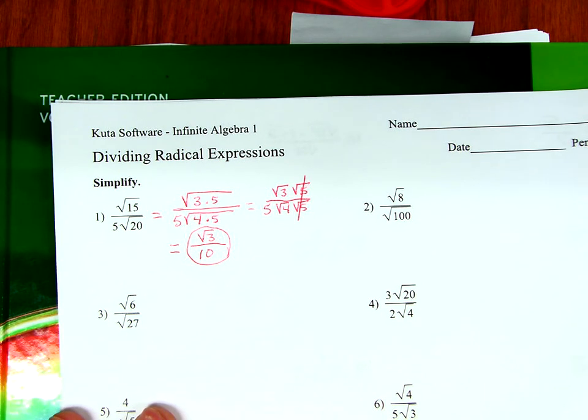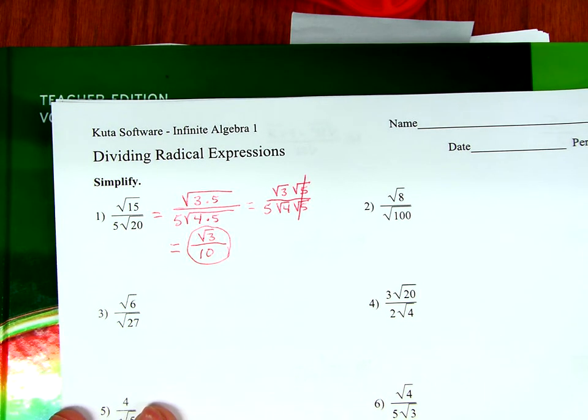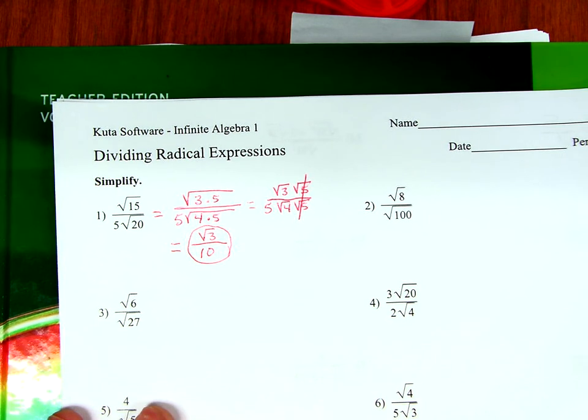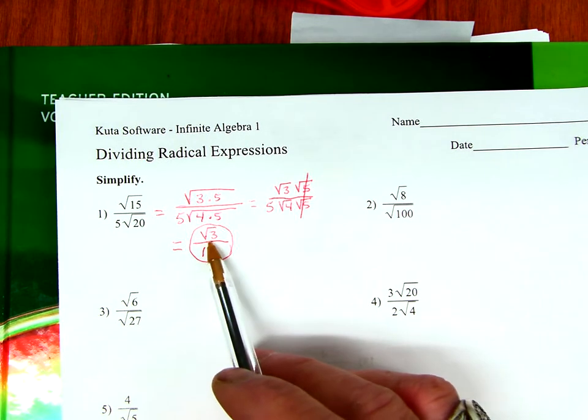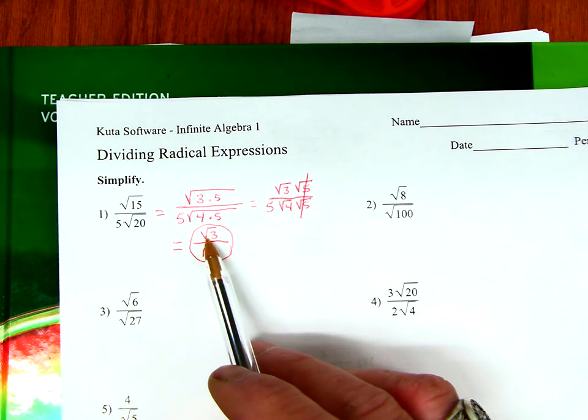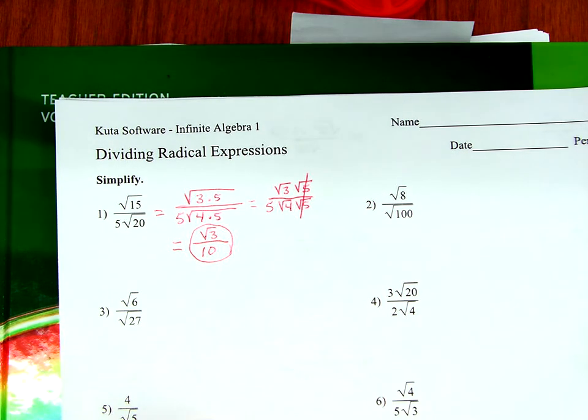Now, will your calculator do these? Yes, it will do them. It will give you a decimal answer. The TI-84 calculator will not give you an answer that looks like this. It will not give you an answer with a radical in it. Not now, not ever, probably.